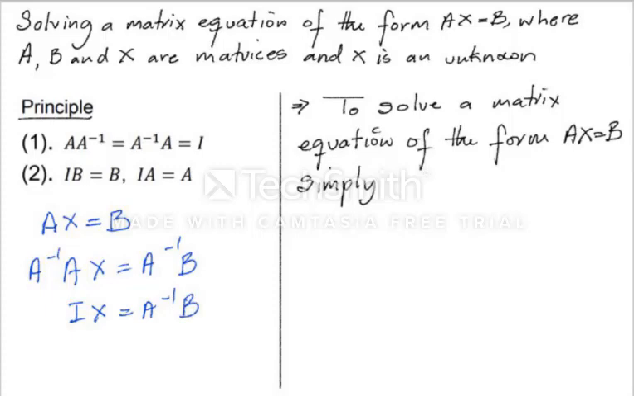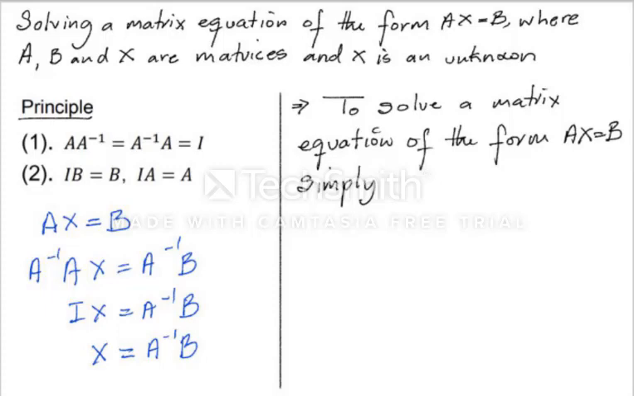Principle two says that if you multiply a matrix by the I matrix, you get back the matrix. So if I multiply X by I, I'm going to get back what? X. So X is equal to A inverse times B. Therefore, that is basically how you would go about solving the matrix equation of the form AX is equal to B, where X is an unknown.